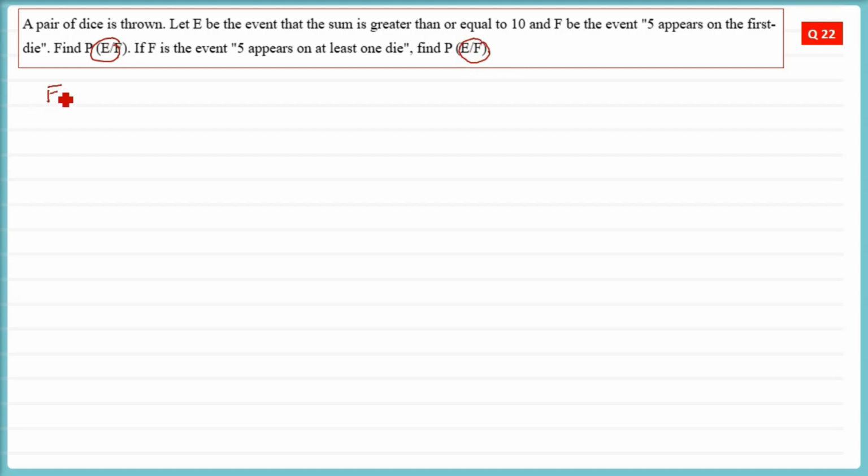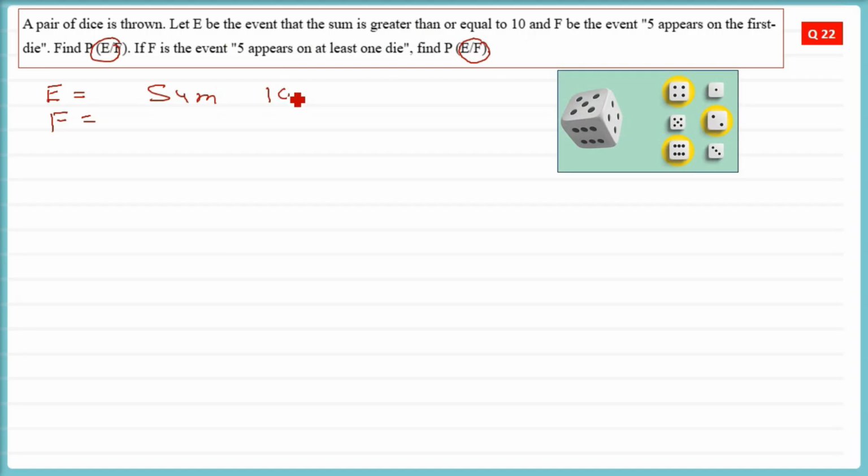So let's make the events first. Since the Fs are similar in the question, we'll just differentiate using F1 or F2. So E is the event that the sum is greater than or equal to 10. I'm writing it; you have to write it completely. So the sum must be 10, or 10 plus: 10, 11, 12. The highest number can come as 12 only because the highest number on a die is 6 only. 6 plus 6 is 12.